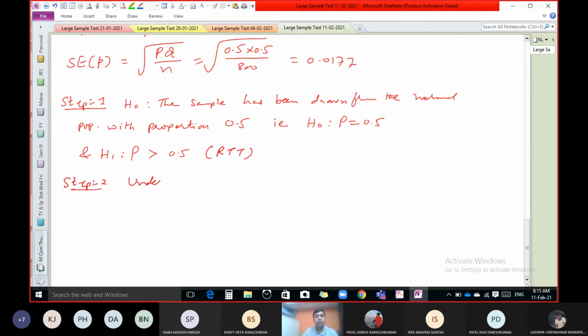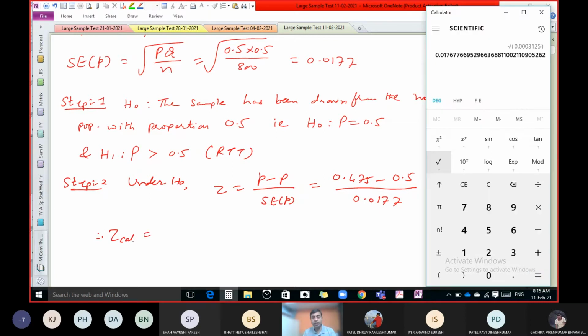Under H naught, the formula is Z equal to small p minus capital P upon the standard error of small p. Put all values. Small p is 0.475, minus capital P, which is 0.5, upon 0.0177. So we get Z cal.